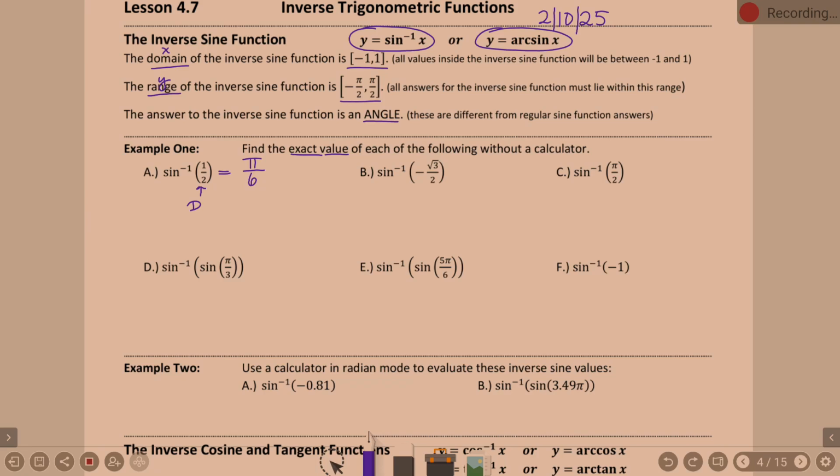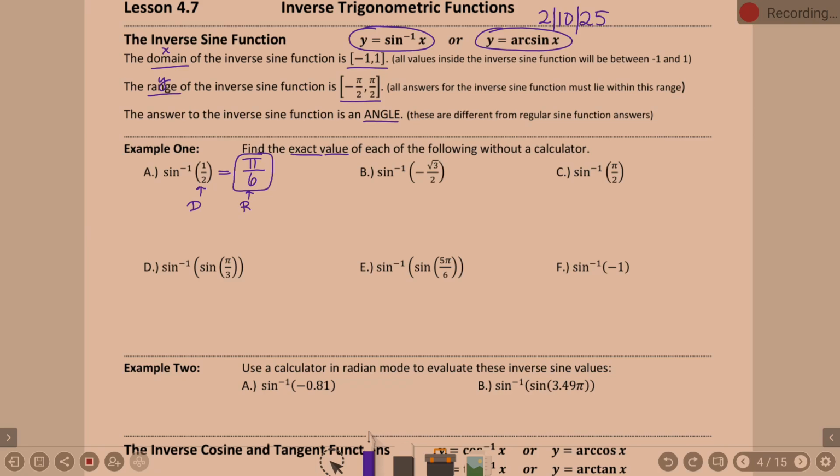Now, with that in mind, is pi over 6 an appropriate range value? That's the other thing you always want to check. In other words, is it between negative pi over 2 and positive pi over 2? Yeah, and it is, because 1/6 is less than 1/2, right? If you kick the pi out of there, that's what you're thinking. Okay, guys, so your answer here is pi over 6.